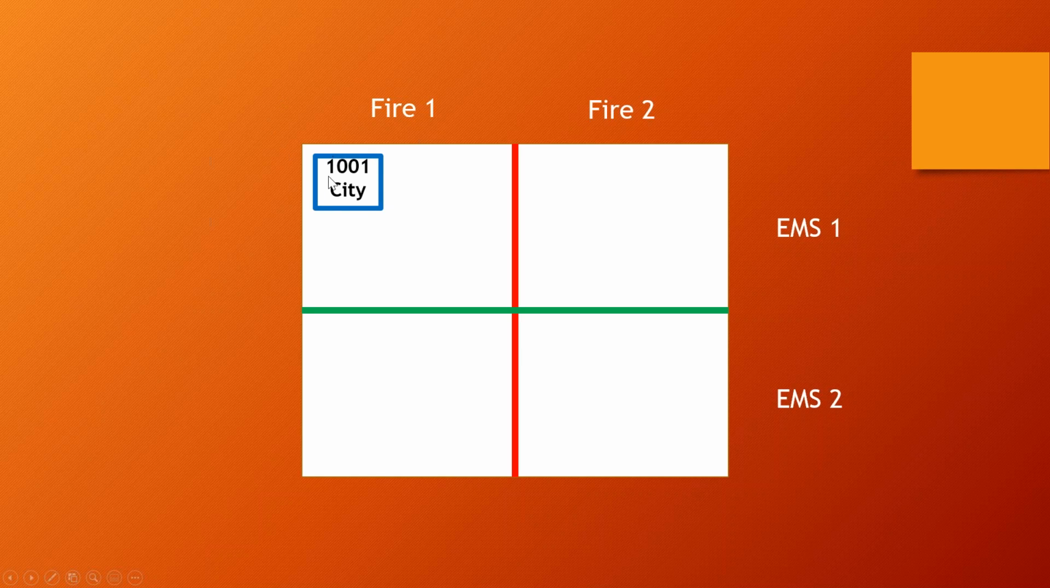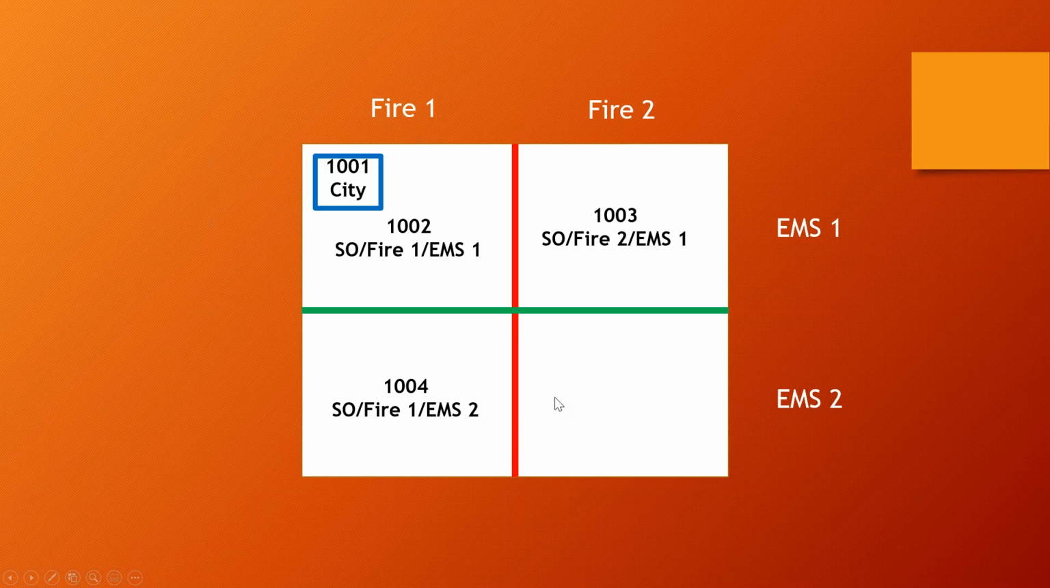The city has an ESN of 1001 as an example, and then ESN 1002 is the sheriff's department because it's outside the city limits, Fire 1, EMS 1. ESN 1003 is the sheriff's department because we're still outside the city limits, Fire 2, EMS 1, kind of get the idea. 1004 and 1005. That is how ESNs technically work.